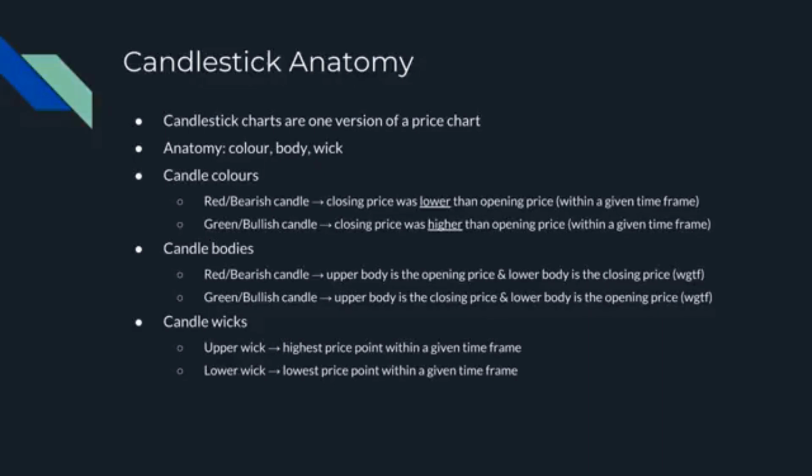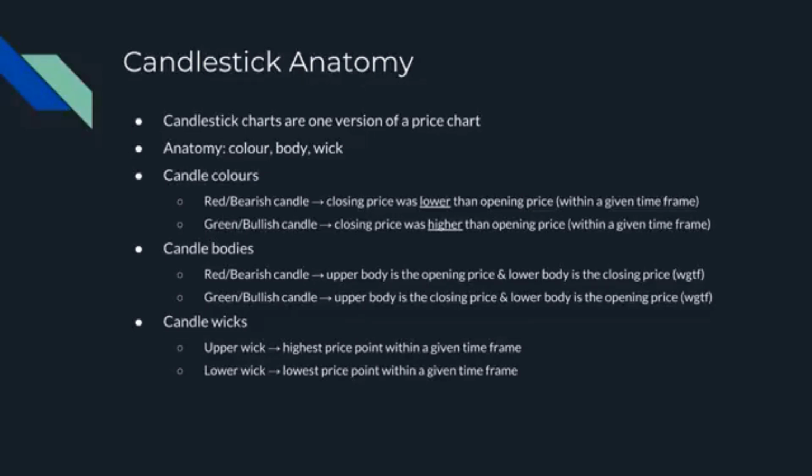So in a bearish candle, the upper body is the opening price and the lower body is the closing price, and you just flip that around. So for a bullish candle, the upper body is the closing price and the lower body is the opening price, okay? And then to make it a bit more simple, the wicks: the upper wick is simply the highest price point within a given time frame, and the lower wick is the lowest price point within a given time frame.